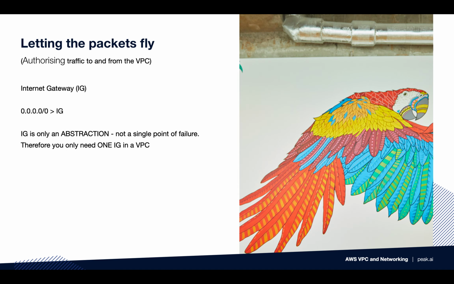Now, one of the things that comes up often in certification exams and other kinds of tests is the idea of an internet gateway. An internet gateway is only an abstraction. Okay, so it's not a single point of failure. So therefore, you only need one internet gateway in a VPC. So just remember, one internet gateway in the VPC.